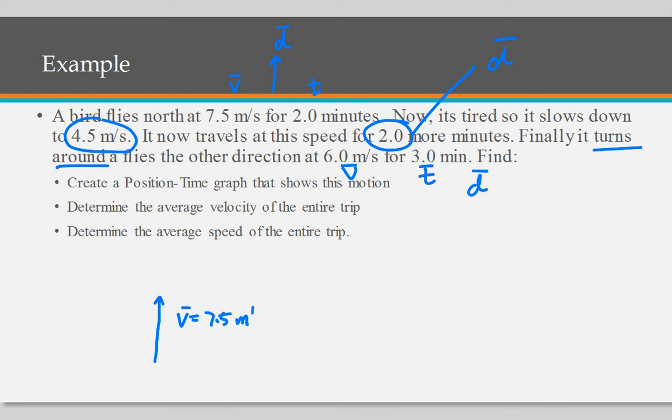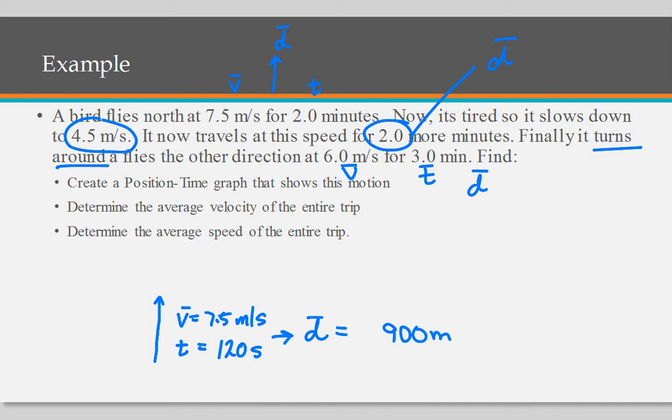7.5 meters per second. For how many seconds? 2 minutes, so that would be 120 seconds. So from that, I can get 1 displacement. What do we know d is equal to? Quickly. D is equal to vt. Okay, that's got to be quick for you guys. 7.5 times 120. Okay, 900 meters.